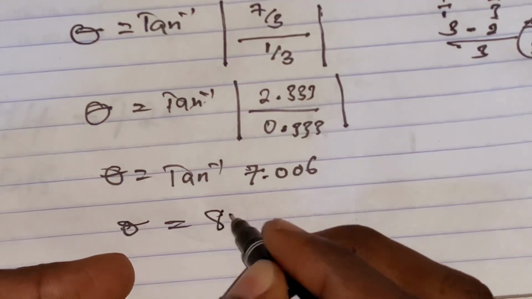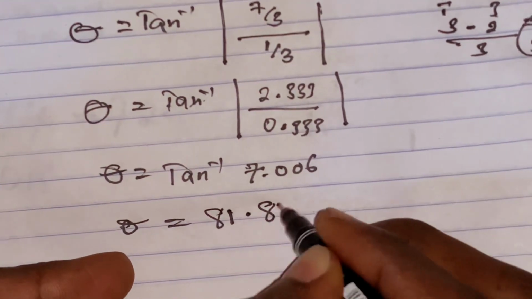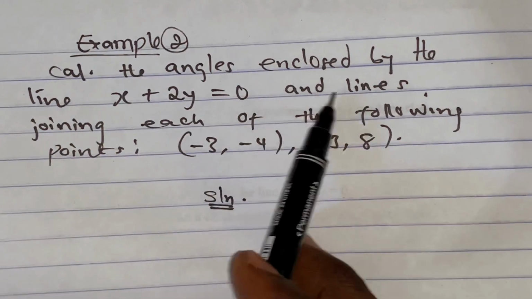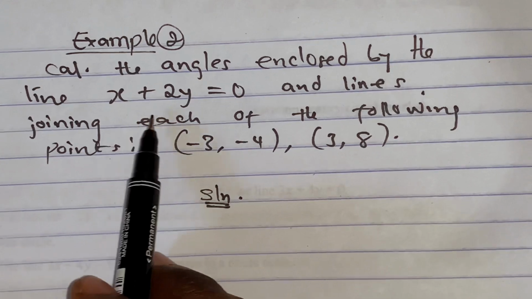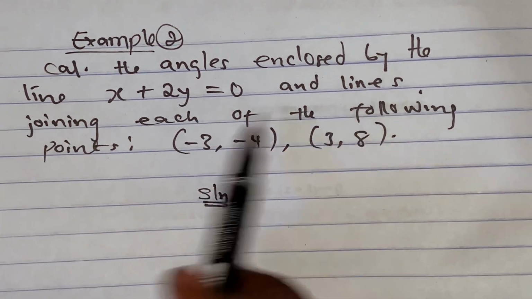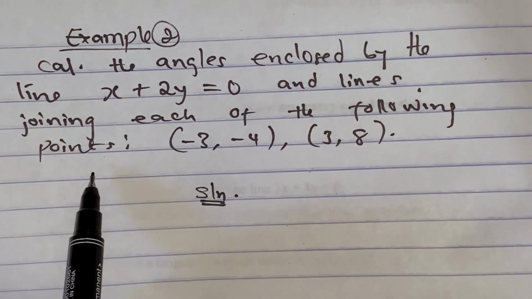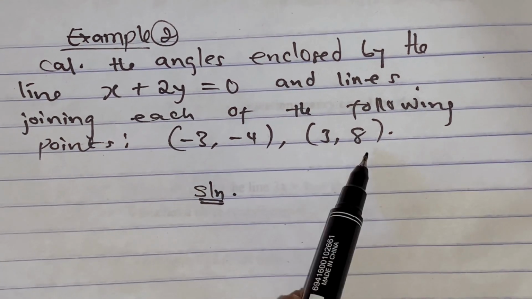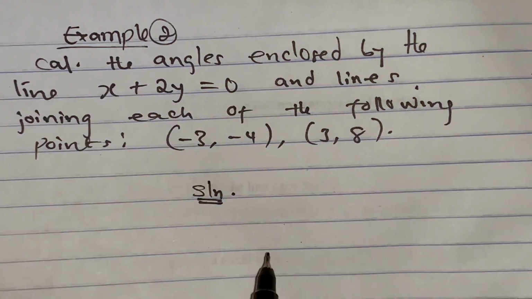Now theta equals 81.87 degrees. Very simple. Calculate the angles enclosed by the line x plus 2y equals 0 and the line joining each of the following points: (-3, -4) and (3, 8). So now let's see this solution.